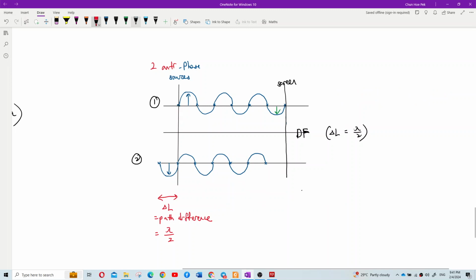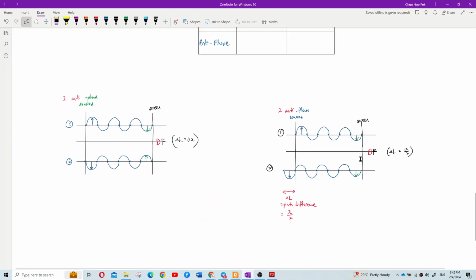Okay, so I add one more. Okay, so this one is now same direction already. So the path difference is still half lambda, but now because it's start with anti-phase going up, this one going up, this one going down. So on the screen, what happened? What fringe do you produce? So instead of dark fringe, now it produce bright fringe. Delta L is half lambda.